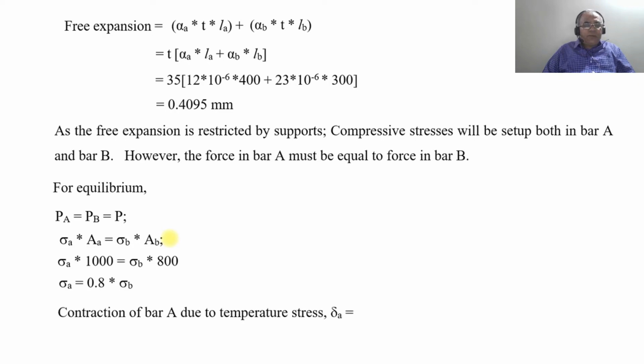What is the contraction of bar A due to the temperature stress? Delta A will be equal to PA into LA by AA into EA. PA by AA is sigma A, so it is sigma A into LA by EA. The length of bar A is 400, and EA is 2 into 10 to the power of 5. So you can express that as 2 into 10 to the power of minus 3 into sigma A on simplification.